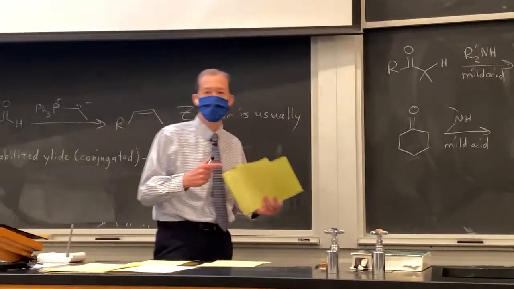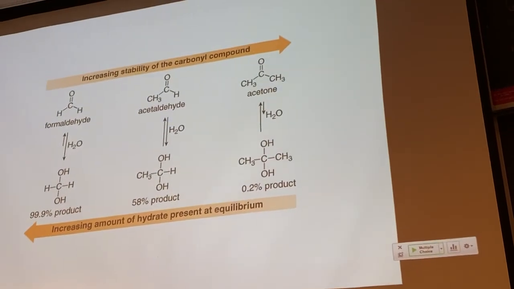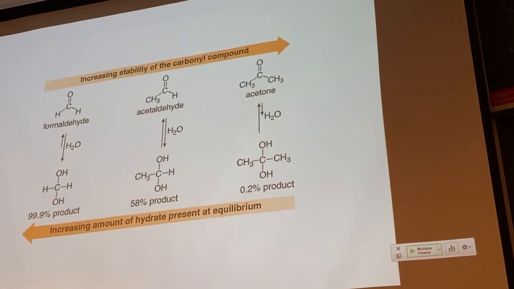Here on the screen, we have some examples. So acetone, this is typical of ketones. Less than 1% of the hydrate will be present at equilibrium. And with most aldehydes, it's going to be comparable, maybe a couple percent. But then with acetaldehyde, where we have a methyl group, we slightly favor the hydrate over the aldehyde. And then with formaldehyde, our smallest aldehyde, we strongly favor the hydrate.